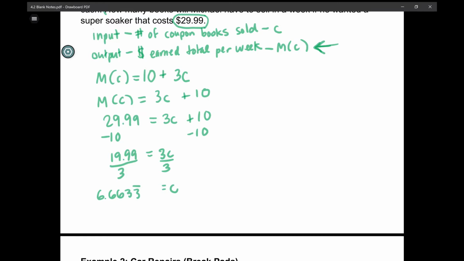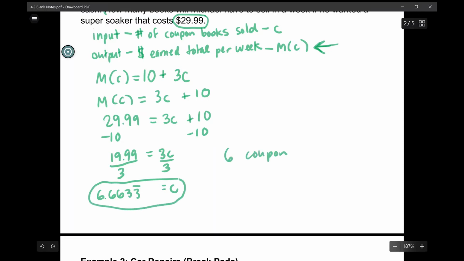All right, now I've been telling you up till this point, you can't use decimals if you're going to round. However, story problems are the exception to that. You can't sell 6.6633 coupon books, right? That's impossible. You can sell 6 or you can sell 7, right? So you need to look at this answer and think, is the answer 6 coupon books or is it 7?